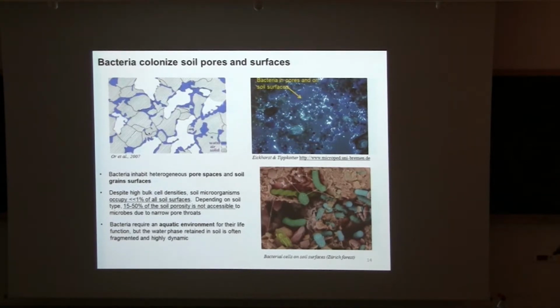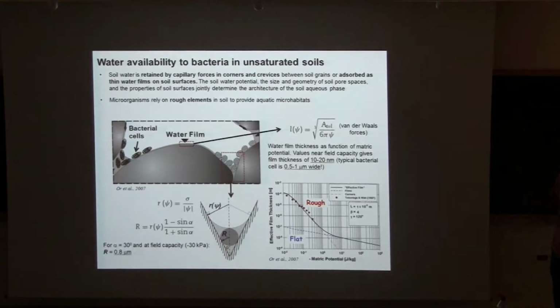We're going to talk more about the availability of the water phase because it is really an essential element for soil microorganisms. If you use a little cartoon like this, you can conceptualize that water is retained by capillary forces in corners and crevices. It can also be adsorbed as a thin water film on the surface of soil grains.